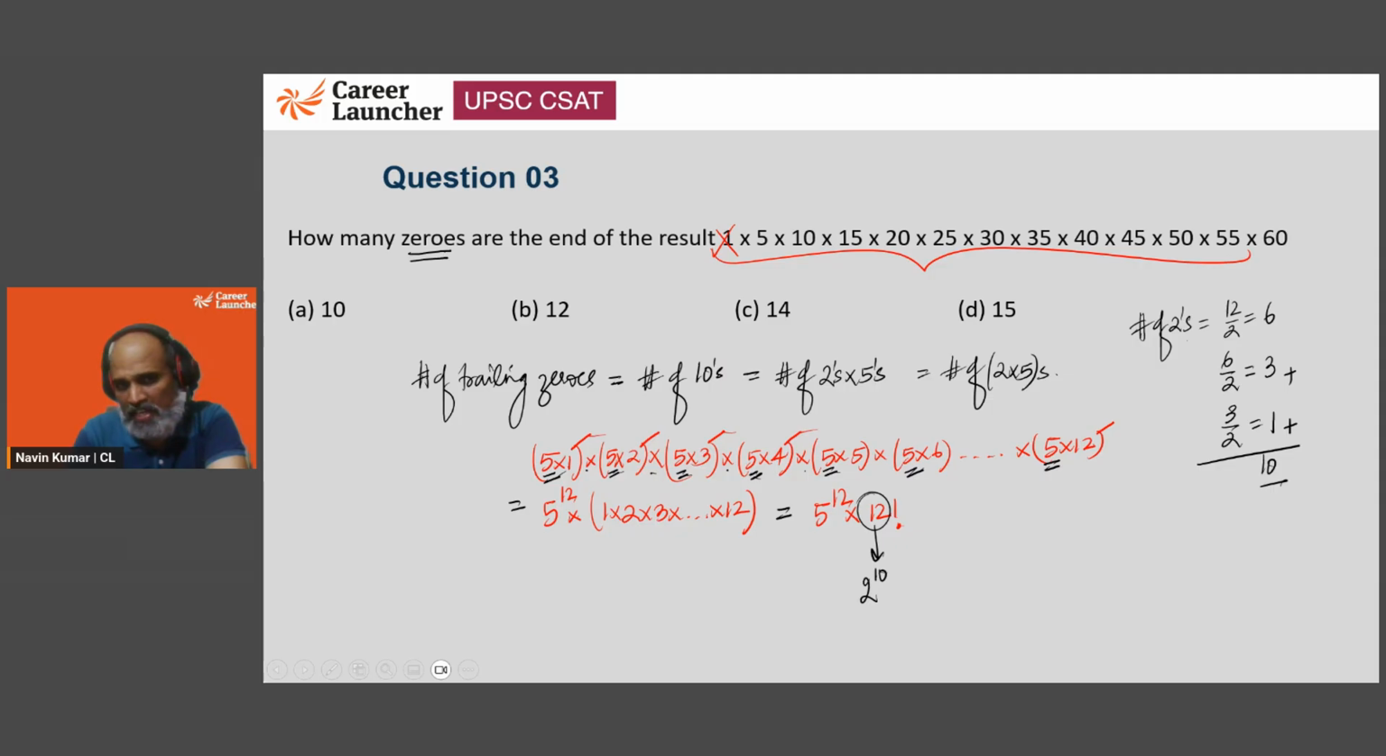Now, should we check the number of 5's as well? Not really. The thing is, we have 12 5's here and only 10 2's. So when they multiply, we can have only 10 pairs. So we can only have 2 into 5 raised to 10, which means we can only have 10 trailing zeros. So the answer is going to be 10, option A.